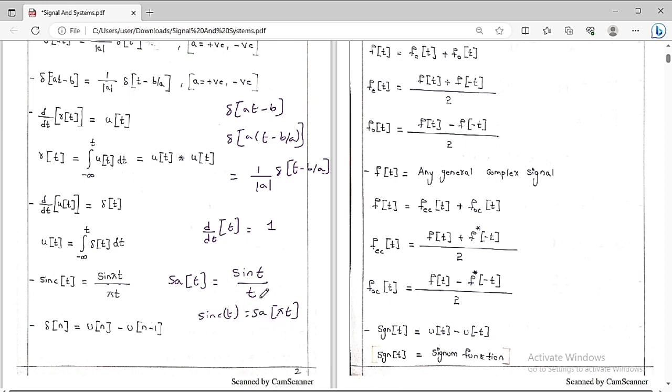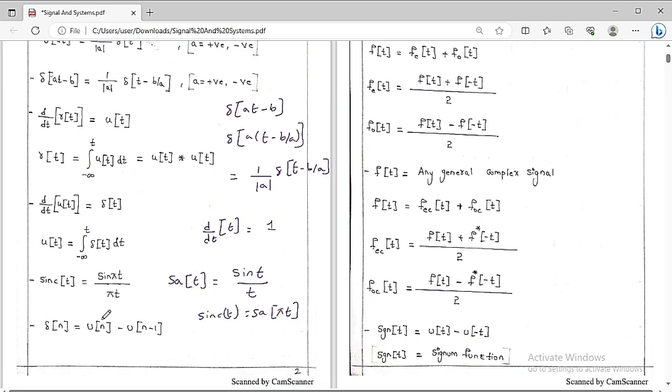But anyway, you have to remember these two formulas. Sinc of t is equal to sin pi t by pi t, and sa of t is equal to sin t by t. If you compare these two, you can say sinc of t is equal to sa of pi t, because if you replace t by pi t, we get both the same. So finally, sinc of t is equal to sin pi t by pi t, and sa of t is equal to sin t by t. These two formulas you always have to keep in your mind.